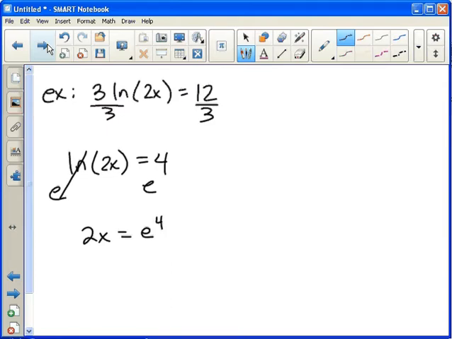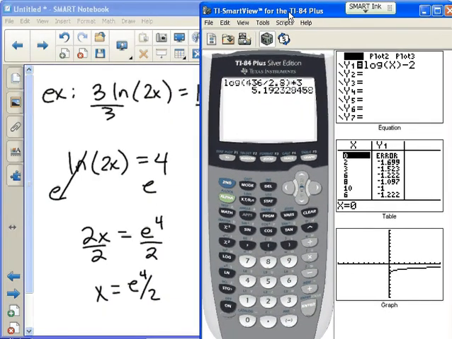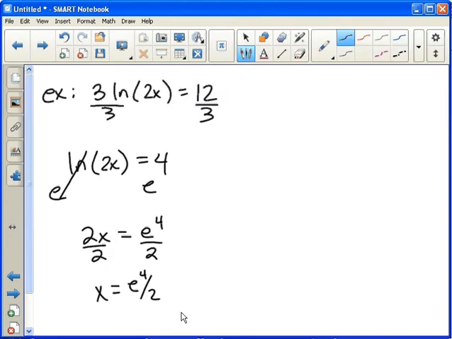Then the last step would be to divide both sides by 2. So I get x equals e to the 4th over 2. So let's pull out our calculator and see what that is equivalent to. So e raised to the 4th power, make sure you close the parentheses, and then divide by 2. So it's about 27.3, we'll say. Okay, those squiggly lines just mean approximately, so since I'm rounding, I put those.